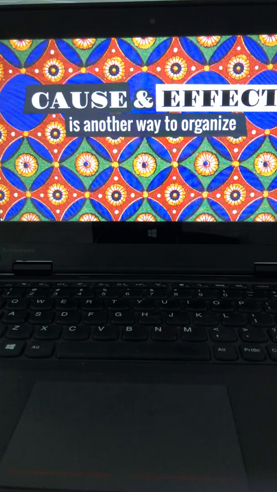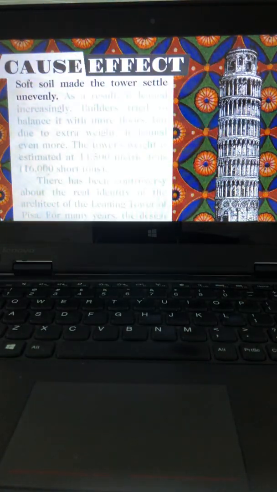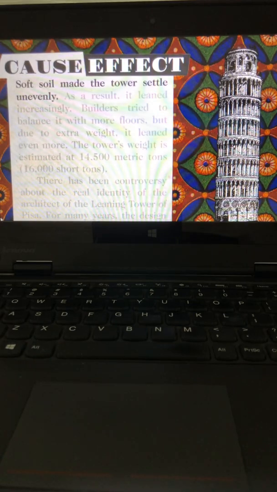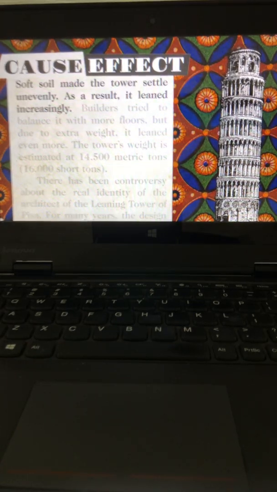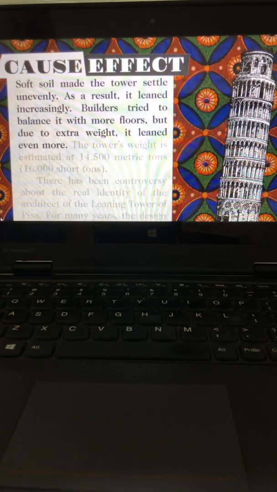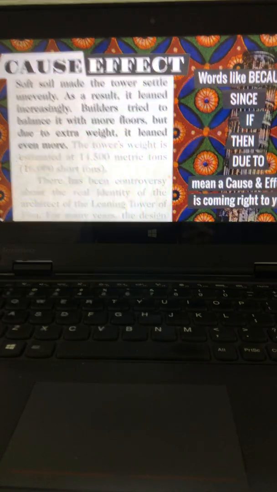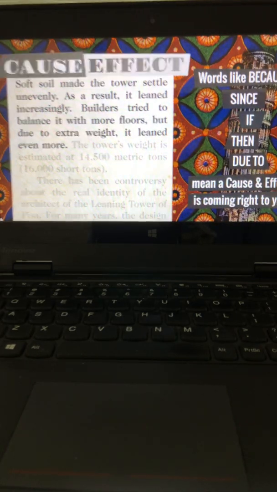Cause and effect is another way to organize. It's when authors tell what happened and why. Soft soil made the tower settle unevenly. As a result, it leaned increasingly. Builders tried to balance it with more floors, but due to extra weight, it leans even more. Words like because, since, if, then, due to mean a cause and effect is coming right to you.